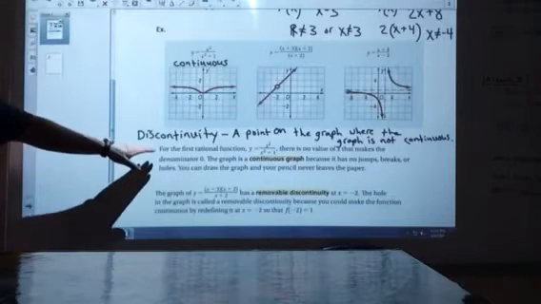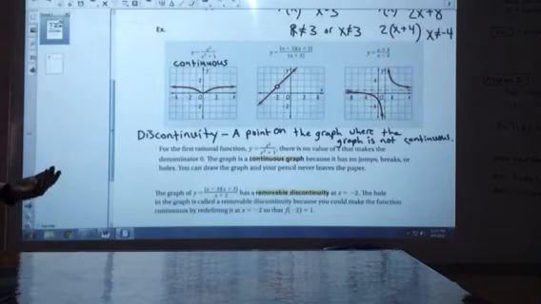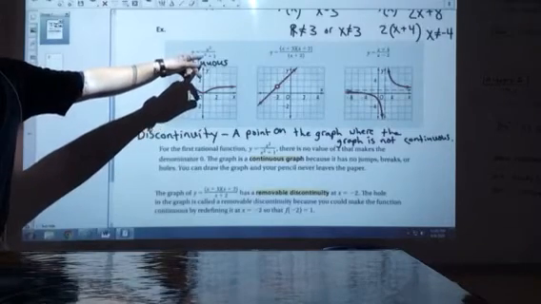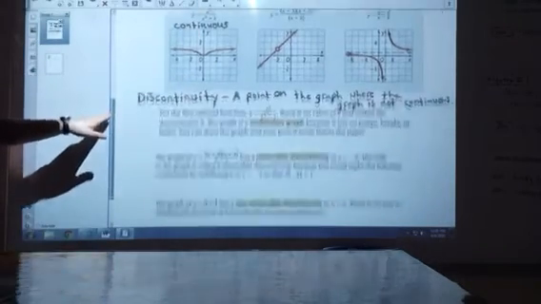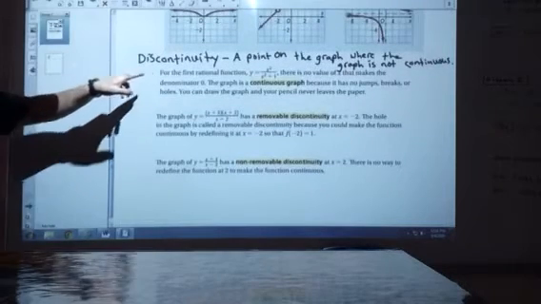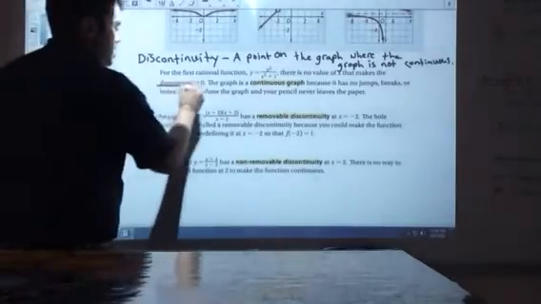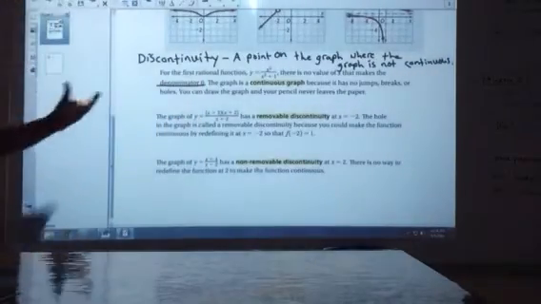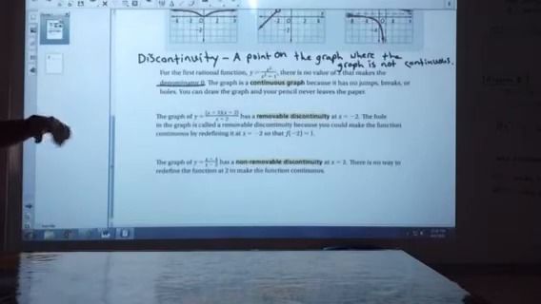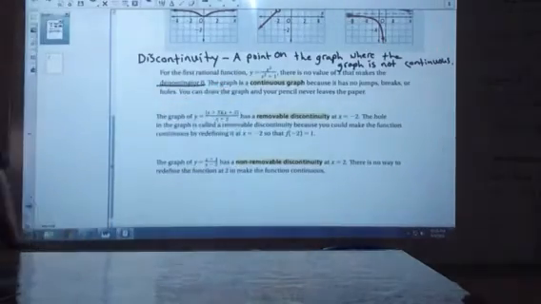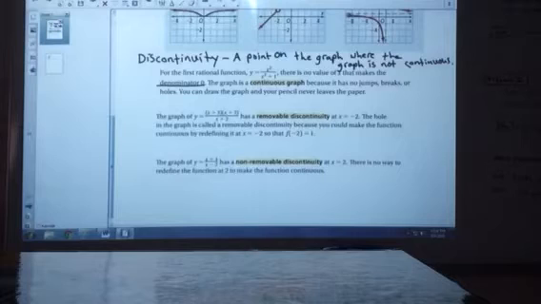Now, this first paragraph here kind of explains why it's continuous, and that has to do with the rational function that it matches with. So let's go ahead and read it together. For the first rational function, y equals x squared over x squared plus 1, there is no value of x that makes the denominator 0. Again, that's our emphasis here, guys. When is the denominator 0? In this case, there are no values for that. This graph is a continuous graph because it has no jumps, breaks, or holes. You can draw the graph with your pencil and it never leaves the paper.